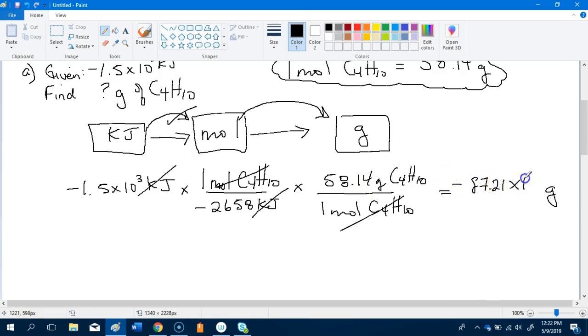87.21, and then I just tack on the 10 to the 3 when I'm doing multiplication across. And that's going to be over negative 2,658 times 1, so negative 2,658. And then I'm going to divide. Now what I might do first is just put that into a regular number. So I'm going to move my decimal over by 3. So that's going to be 87,210.